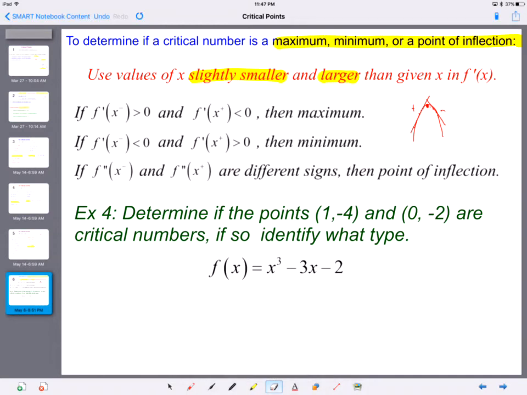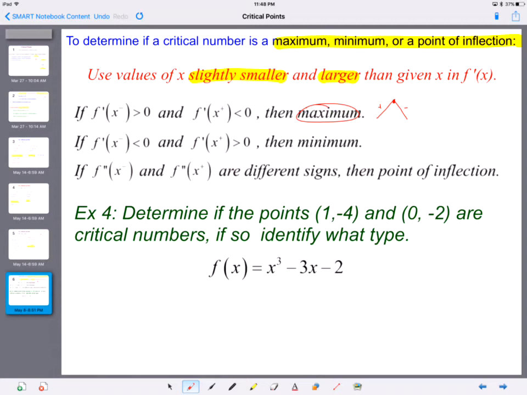Let me erase it though. Alright, so from the left-hand side, it's greater than 0, so my slope is positive. And then from the right-hand side, the derivative to the right of x is now less than 0. So now it goes down. So we go from a positive slope to a negative slope. Well, if it's a positive to a negative, what would that point represent? That would be your relative maximum.